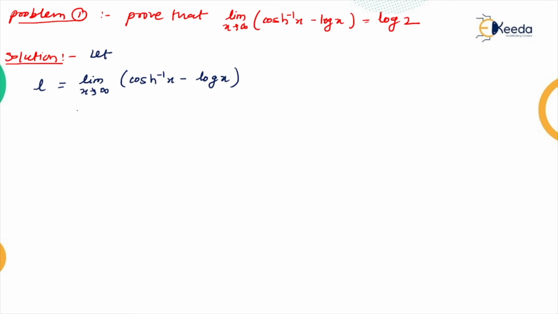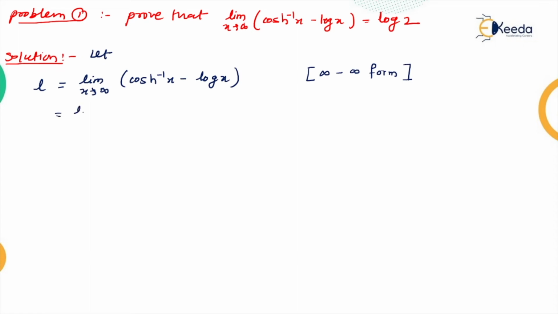First we check which form it is. When we replace x with infinity, cos hyperbolic infinity minus log infinity takes the infinity minus infinity form. So clearly the LHS is in the infinity minus infinity form, which means this example belongs to type number 4. Now we have to convert it into 0 by 0 or infinity by infinity form. So how do we convert it?